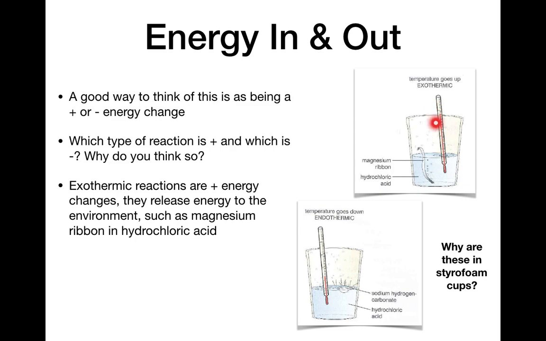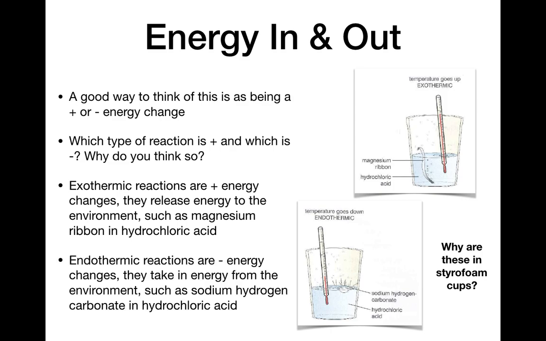So it's going to go up, a higher temperature being produced by the reaction between these two reactants. And endothermic are the negative energy changes. They take in the energy from the surroundings, from the environment. So here we have sodium hydrogen carbonate, and we have hydrochloric acid again, and the temperature is going down in this case. Now notice in both of these diagrams, they're in styrofoam cups.